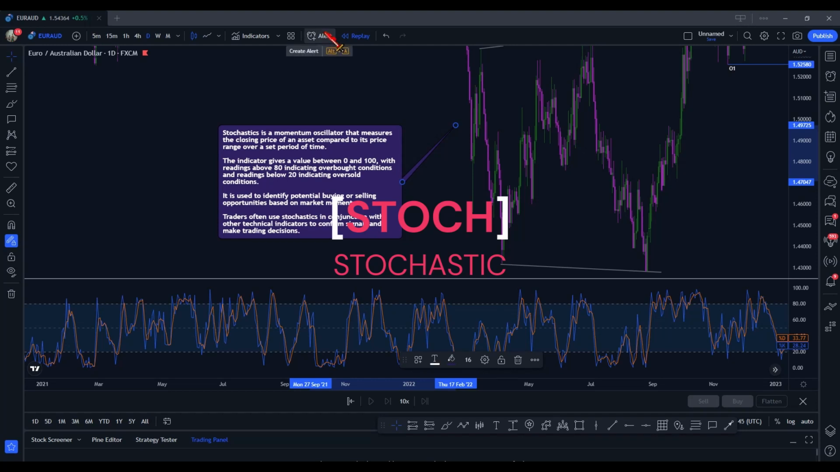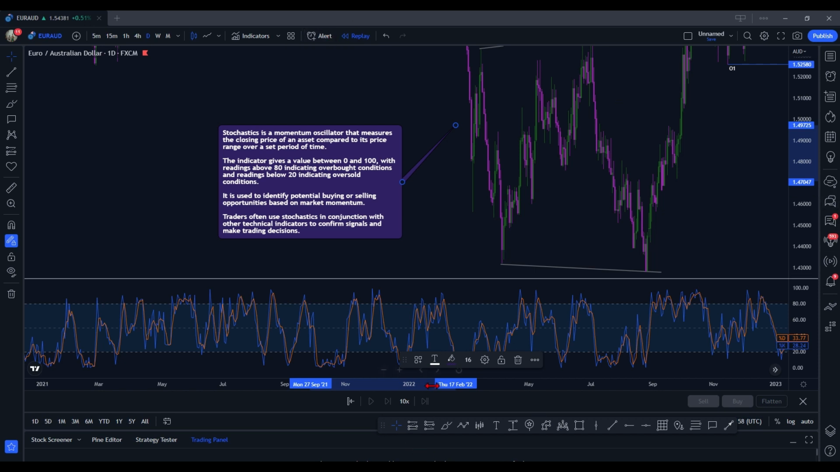Cool. So I thought I'd make another video on stochastics. The stochastics tool is a momentum oscillator that measures the closing price of an asset compared to its price range over a set period of time, which you can see at the bottom.